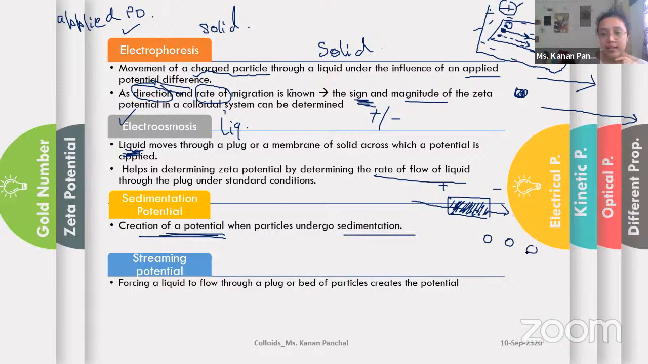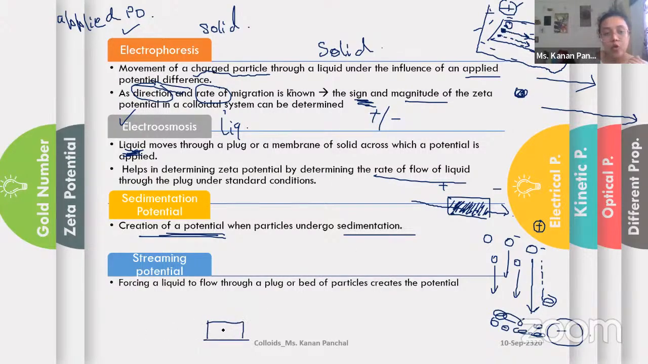Say you have your particles here, and when they are eventually sedimenting, if they are, say, negatively charged, there will be more positive charge left here, and an increase in the negative charge here. Eventually, when all of this settles here, there will be a lot of negative charge here. So when particles undergo sedimentation, they create that potential.